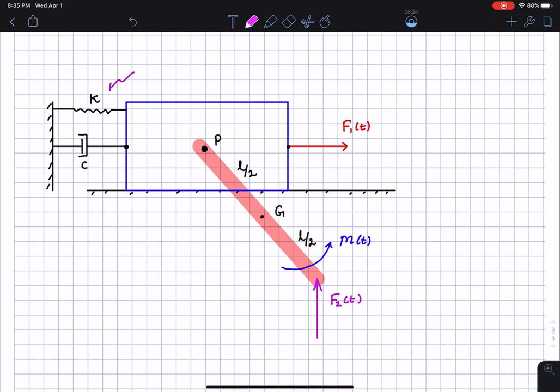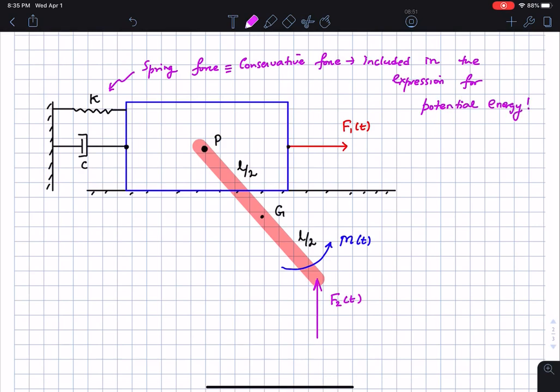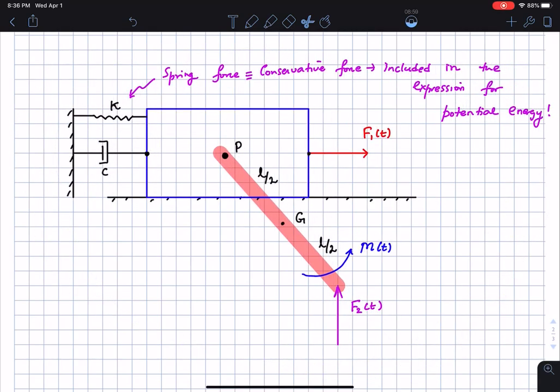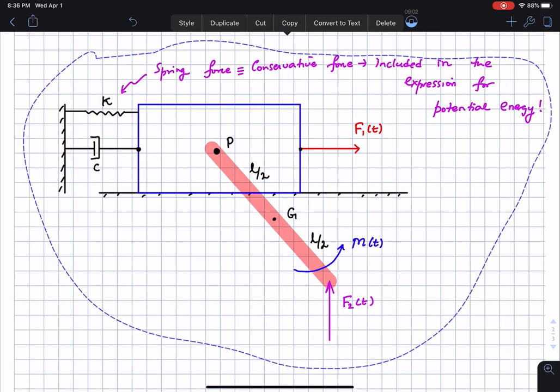The spring force here is a conservative force, and this was included in the expression for the potential energy. All right, and I want to scoot this figure onto the side a little bit. Okay, so here is the problem as such.